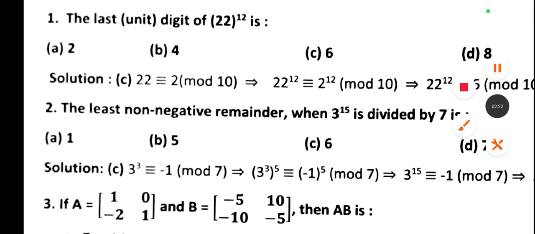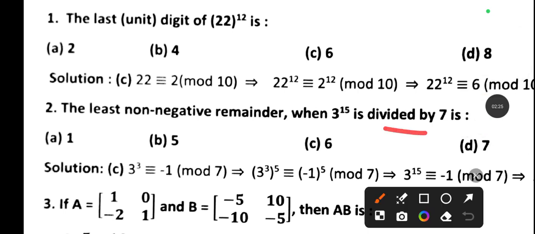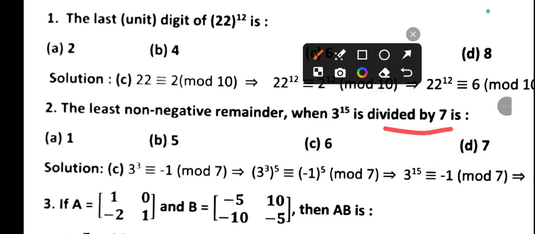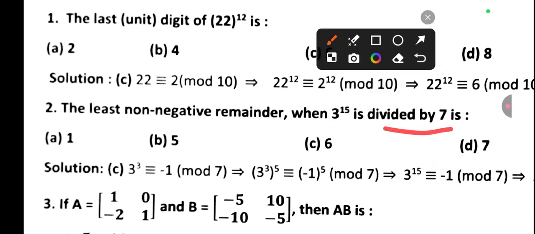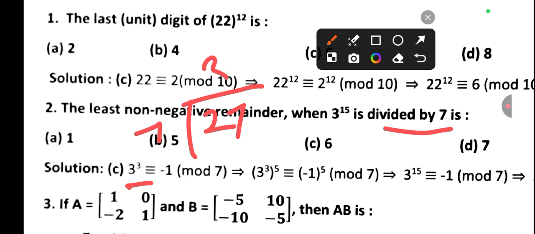Least non-negative remainder when 3 power 15 is divided by 7. So again 3 power 15. 3 power 15 is somewhat a bigger number. So first we are finding 3 cube. As we found before, 3 cube is 27. We divide 27 with 7. We all know 7 fours are 28, 7 threes are 21. This is the correct way to do it, and we will get remainder 6. But we are not doing it that way.